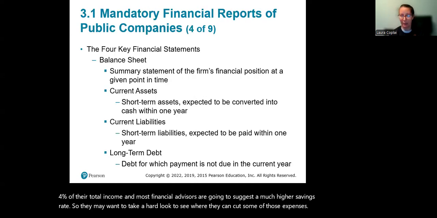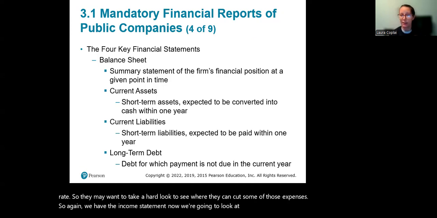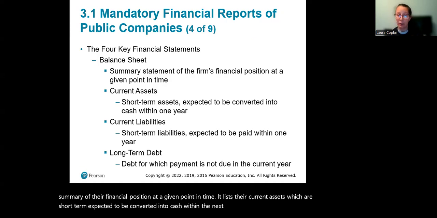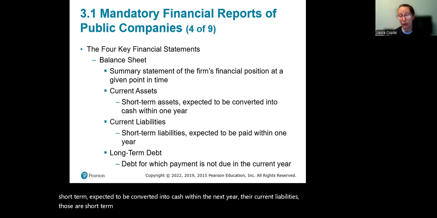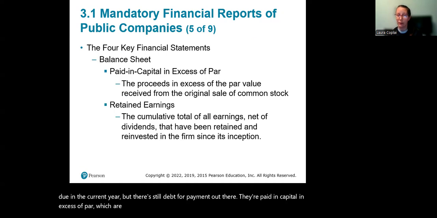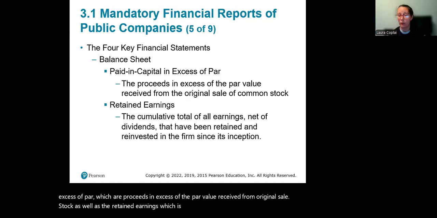So again, we had the income statement. Now we're going to look at the balance sheet. This is a summary of their financial position at a given point in time. It lists their current assets, which are short-term, expected to be converted into cash within the next year. Their current liabilities, those are short-term liabilities expected to be paid within 1 year. Their long-term debt, which is not due in the current year, but is still debt for payment out there. Their paid-in capital in excess of par, which are proceeds in excess of the par value received from the original sale of common stock, as well as the retained earnings, which is the cumulative total of all earnings, net dividends, that they've received and reinvested in the firm since their inception.